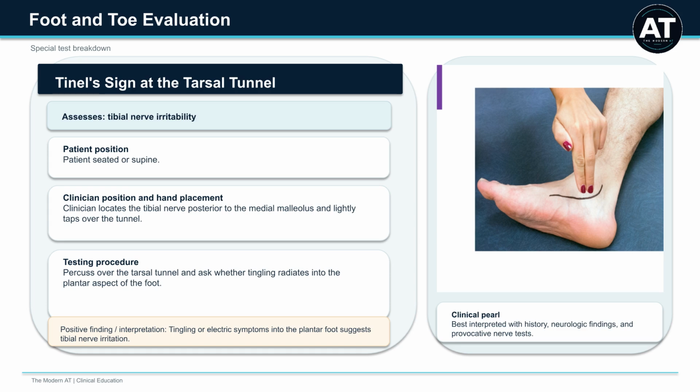A positive finding suggests nerve irritability, but it does not stand alone as a diagnosis. Combine it with the history, sensory findings, dorsiflexion-eversion testing, foot posture, and symptom behavior. Burning or tingling changes the differential compared with routine plantar fascia or tendon pain.